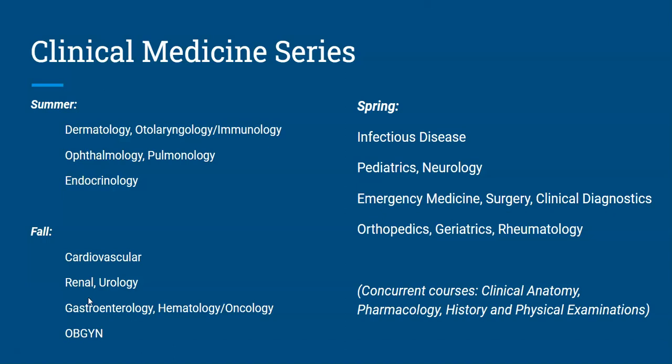The way this slide is structured shows the actual time frame in which the different blocks are aligned. For example, the students come in, and their first block is dermatology, ENT, and immunology. They do that for about 3 to 4 weeks. Then they have an exam on those topics. Then they move on to ophthalmology and pulmonology, and so on and so forth.